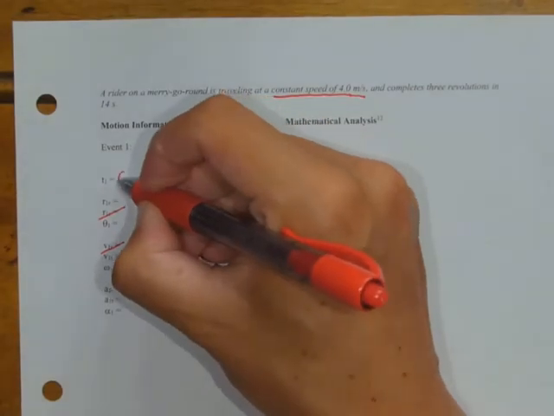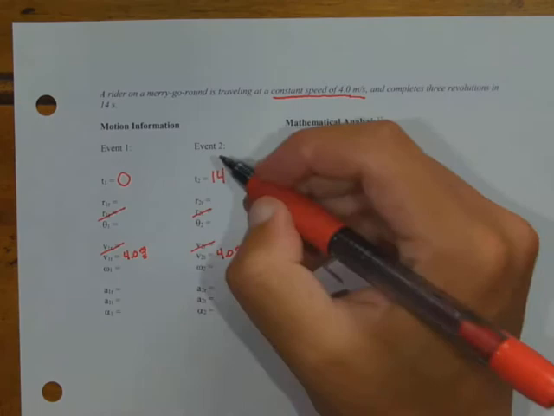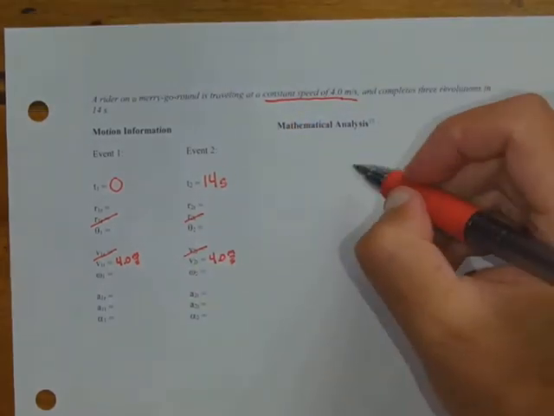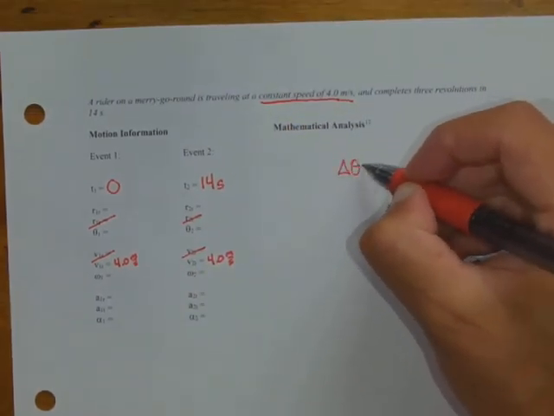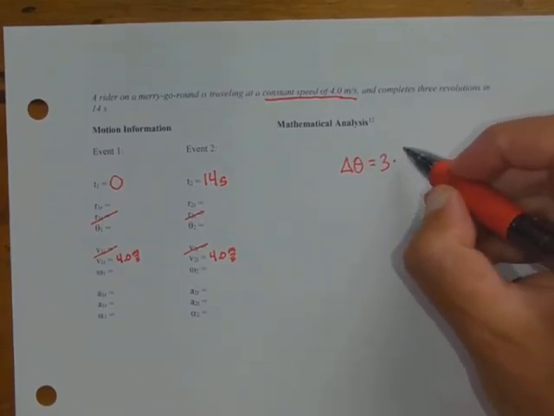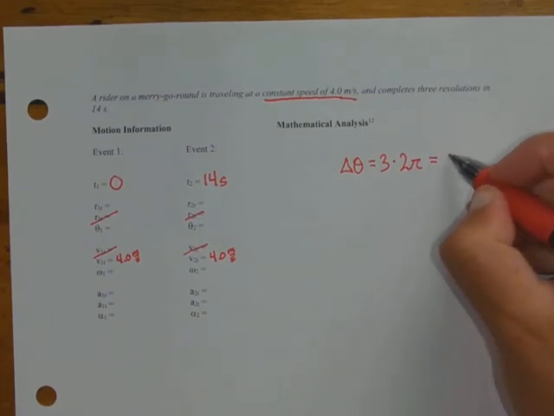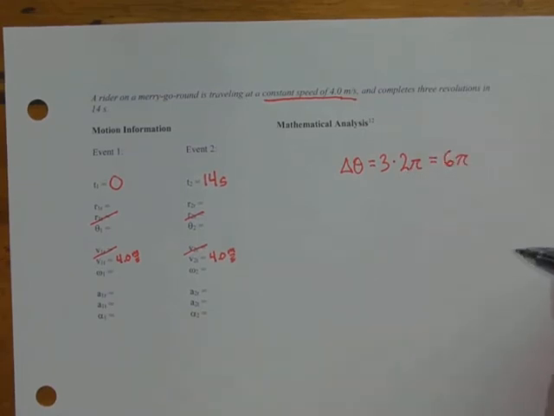It completes 3 revolutions in 14 seconds. So we start when time 1 is equal to 0. We end when the time is equal to 14 seconds. And 3 revolutions means the change in angular position is equal to 3 times. For 1 revolution, the change in angular position is 2 pi. So for 3 revolutions, it is 6 pi.